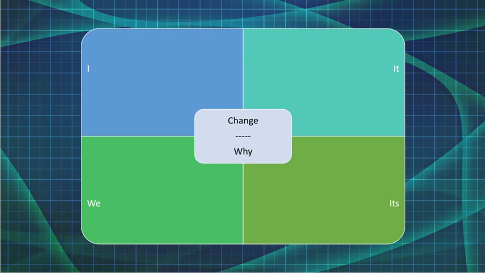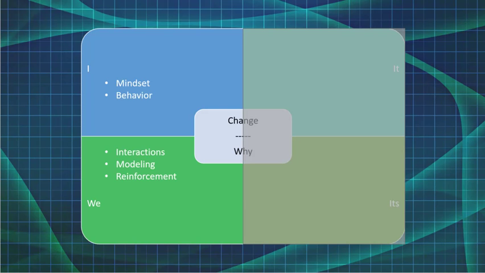First, I want to clarify the definitions of I, we, and the its. As we discussed in the last update, the I quadrant is focused on personal change, the mindset and behaviors required by the change. The we quadrant focuses on how I interacts with others, including modeling the needed behaviors and any supports to encourage targeted behaviors in others.